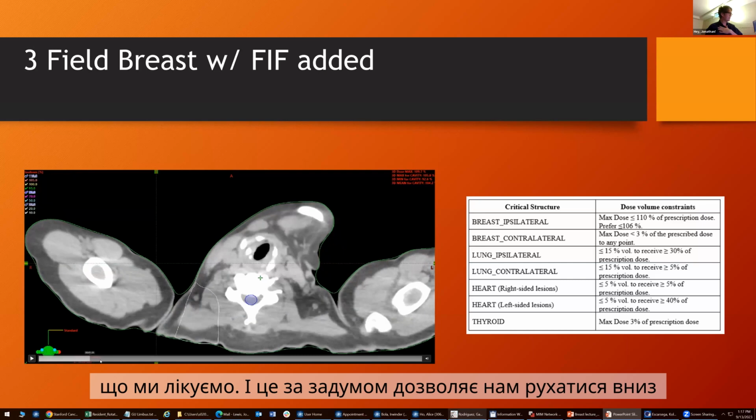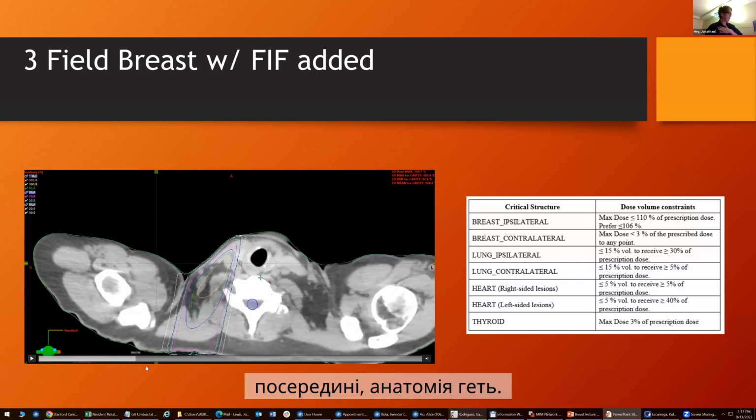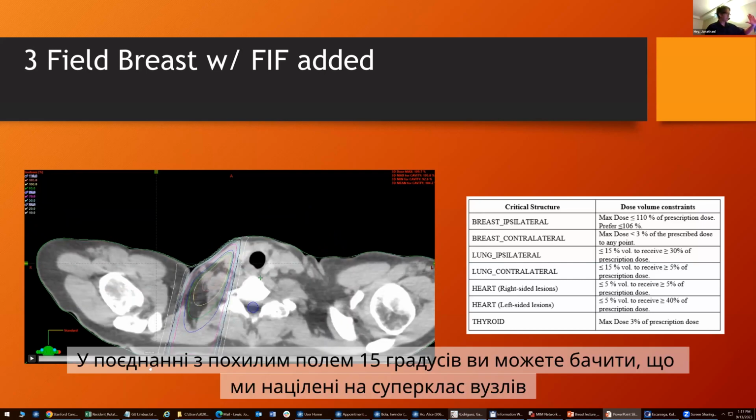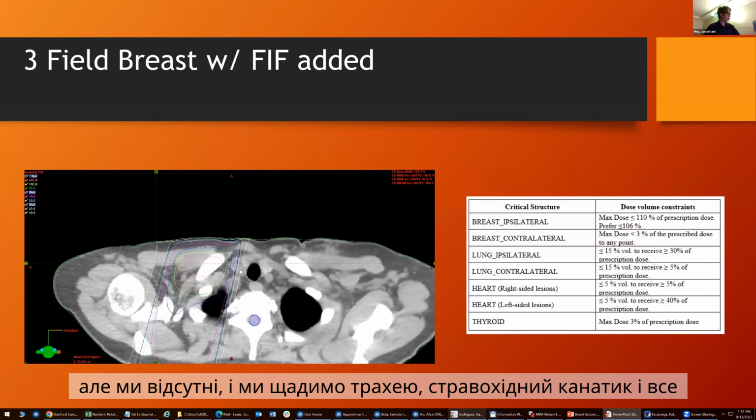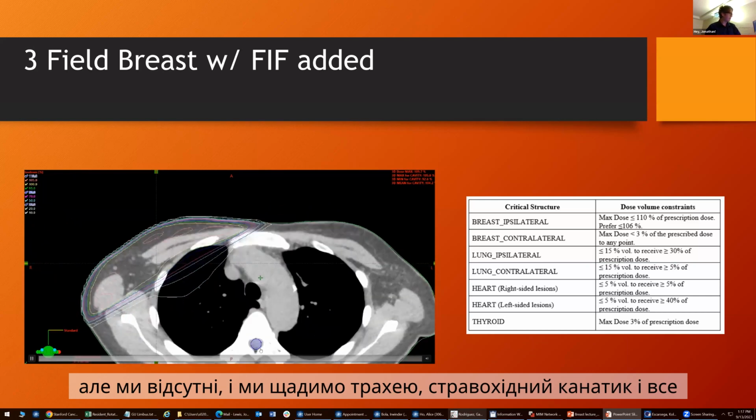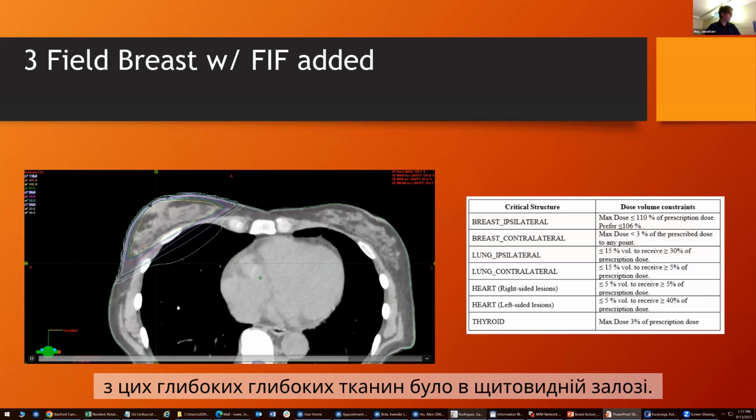And that kind of allows us to move that middle anatomy away. And in conjunction with that 15-degree oblique field, you can see that we are targeting the supraclav nodes, but we're missing and sparing the trachea, esophagus, cord, and all of those deep tissues, including the thyroid.